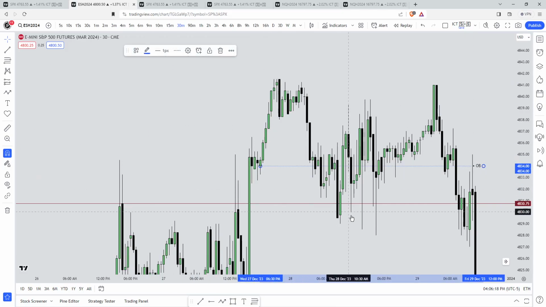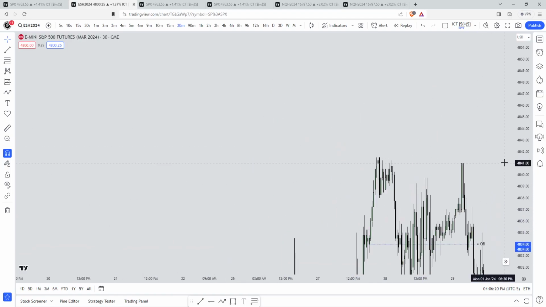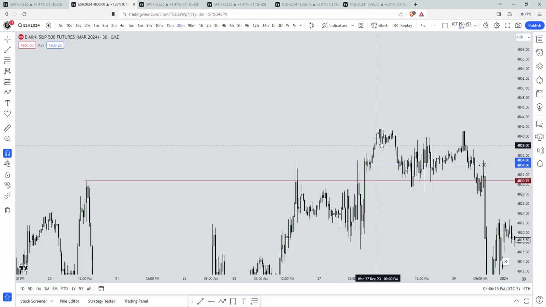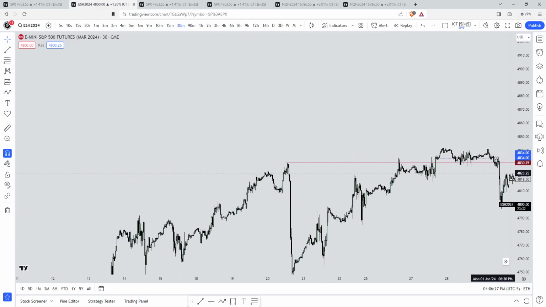We get a change in the state of delivery here. Okay, since price is above this level of buy side liquidity, what can happen is the first model above buy side right here, since it's been bullish, it might fail.